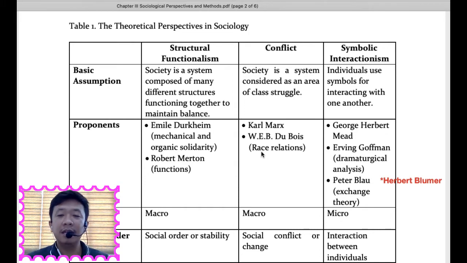No? So basically, yung symbolic interactionism, nais niyang makita yung mga moments na ganito na hindi natin masyadong nakikita because these are private things, right? That's why you have to interview the individual. You have to make the person recall what happened. Okay? Yun yung symbolic interactionism.